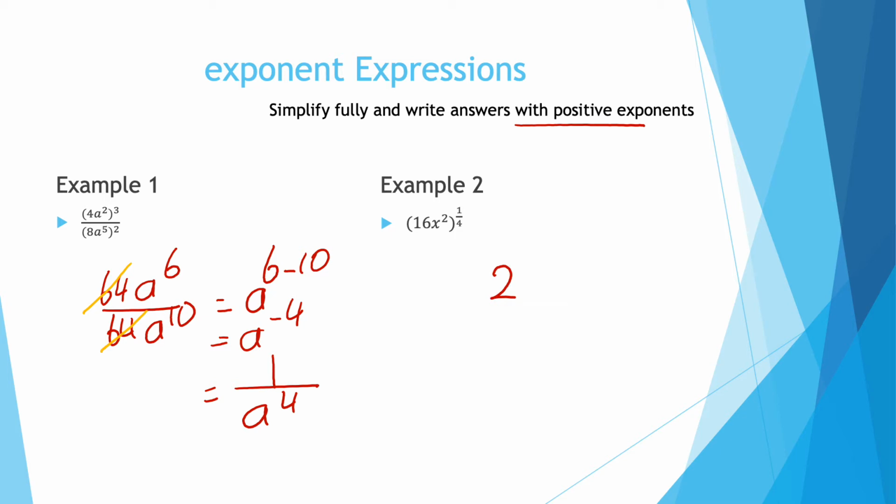x to the power of 2 times 1/4. If you simplify it, that gives me a half. So it will be x to the power of a half.